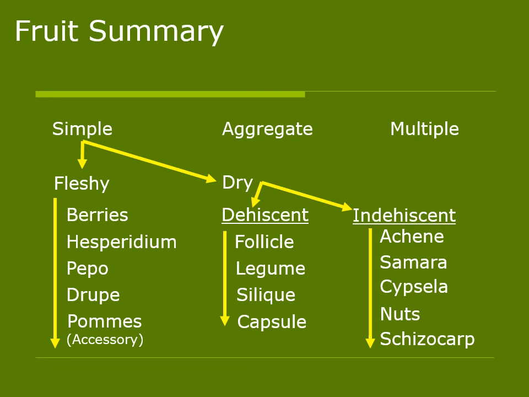And of course, accessory fruits find their way throughout this tree here. So remember, we've got simple, aggregate, multiple, and accessory. And then simple fruits are split into both fleshy and dry. And then dry fruit is split into dehiscent and indehiscent. Dehiscent dry fruit will self-release into the environment, whereas indehiscent requires some external mechanical force, wind or animal or birds, whatever.